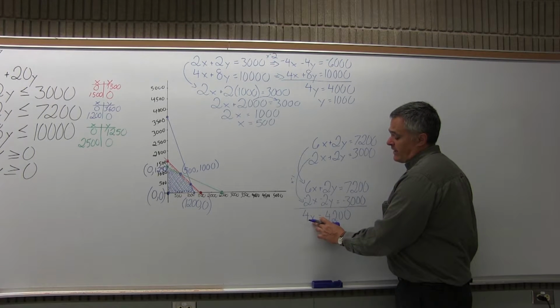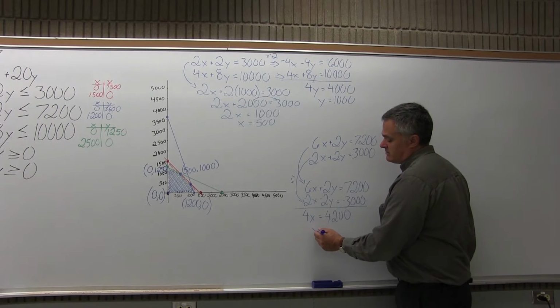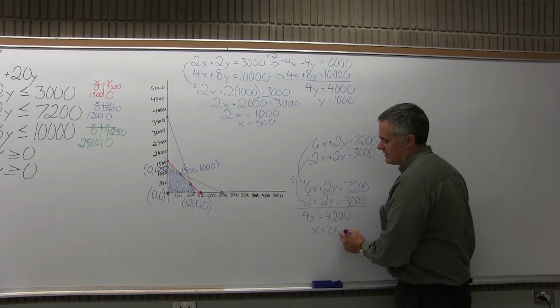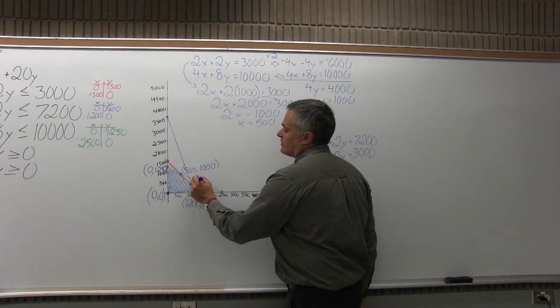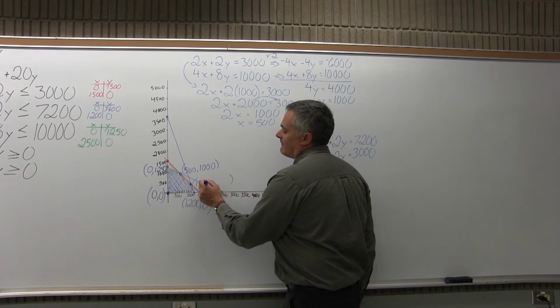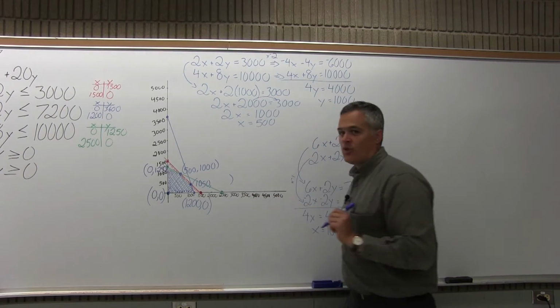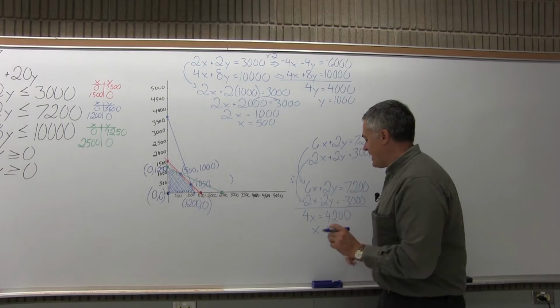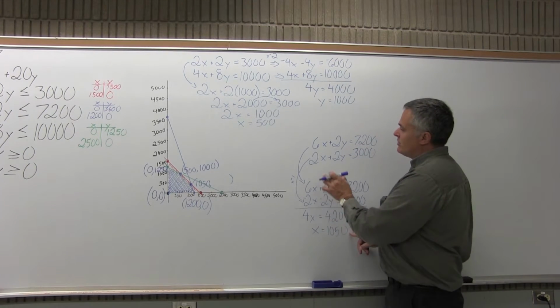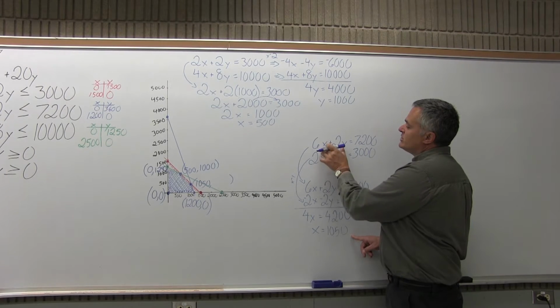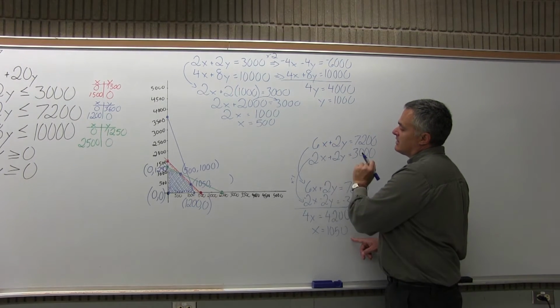Now, to solve for x, I'll divide away the 4. X is 1,050. So the point at which the red line and blue line intersect has an x-coordinate of 1,050. Now, I need to find the y-coordinate. And I can take that x and put it into either of the original equations.